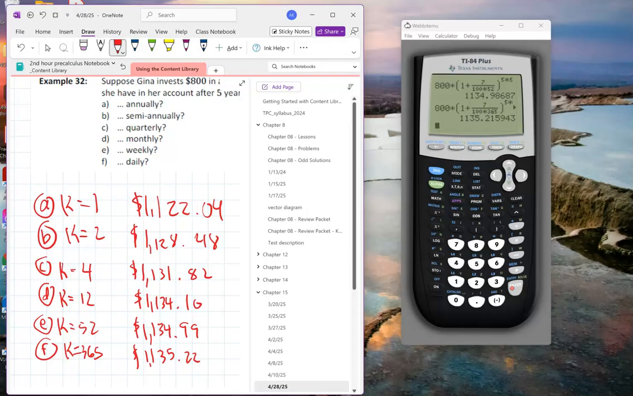So sure, the number of compounds per year makes a difference, but I'm not going to stress out about the number of compounds per year because it ain't that much money. What I'd rather have is more time. Time is the big one. I want that time.